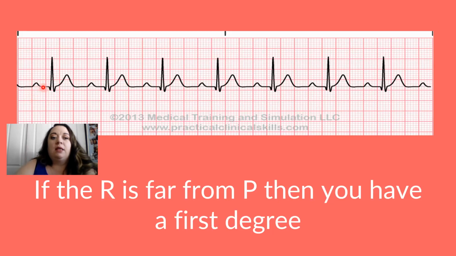But this one, all of these are equal distance. So they're all too long. So that's a first degree block. If the R is far from P, then you have a first degree. My signal's getting held up in my AV node too long.